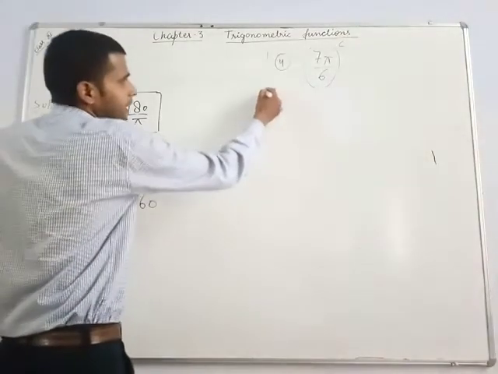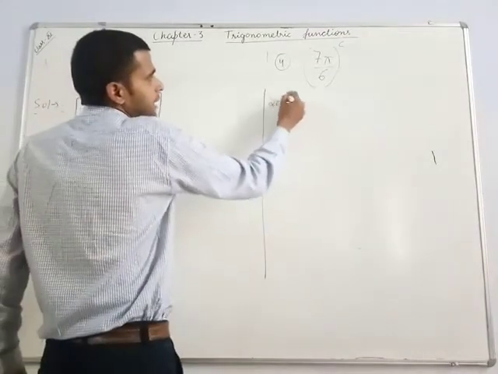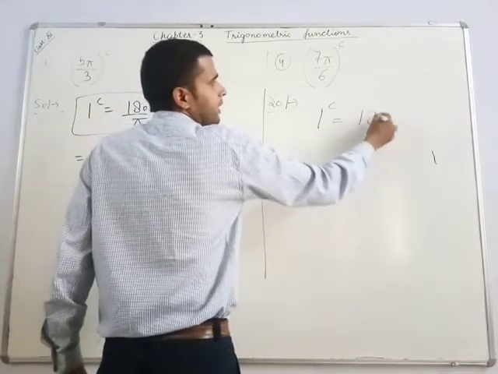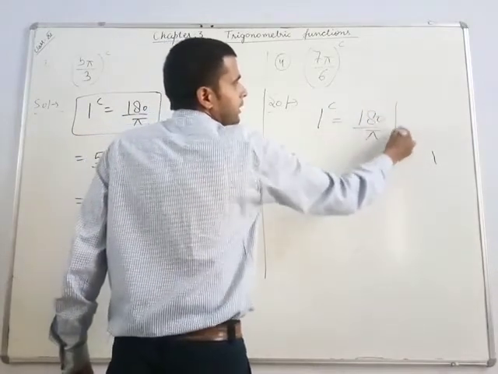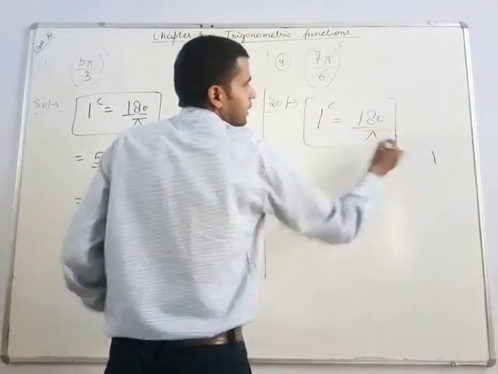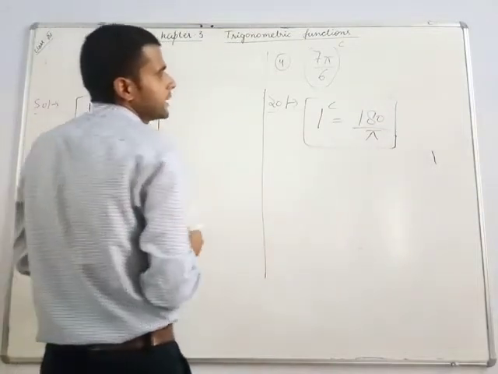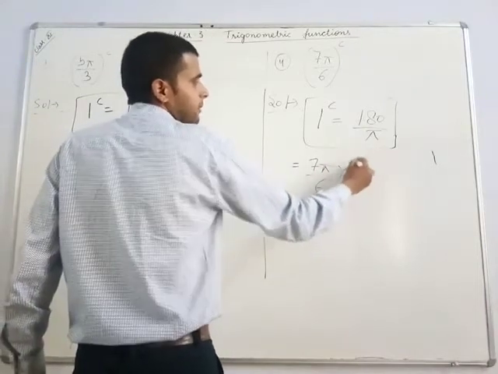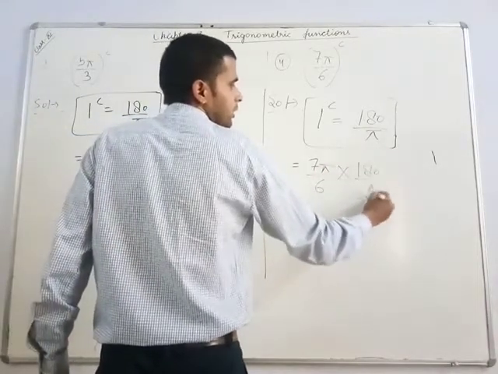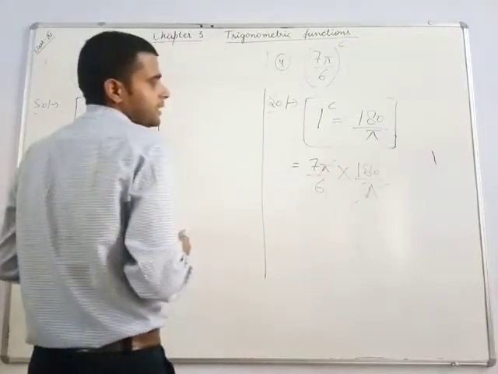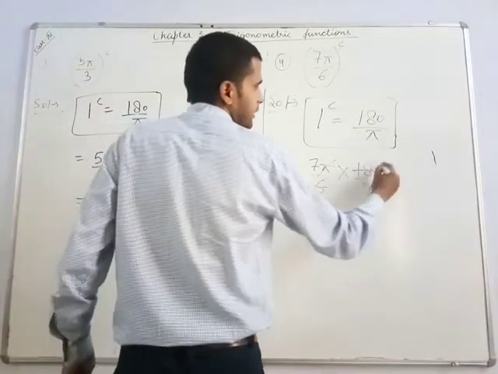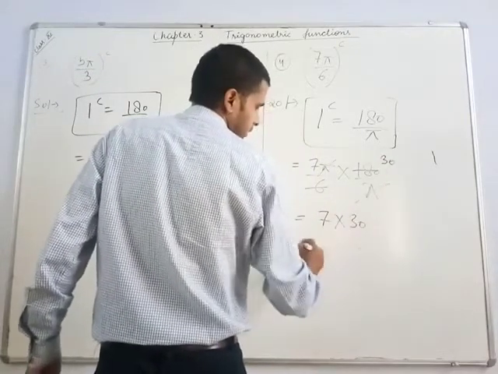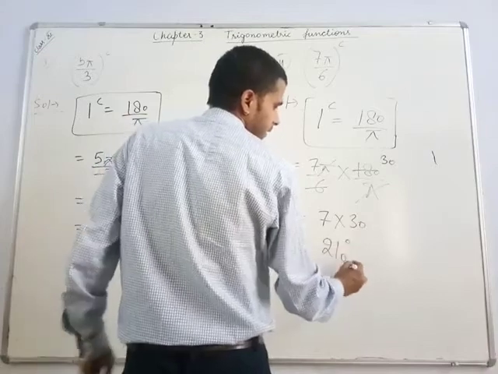And fourth question is there. Same question, apply the same formula. 1 radian equal to 180 upon pi, right? So 7 pi upon 6 multiply by 180 upon pi. Pi cancel. 6 times 30 is 180, so 7 into 30, that is 210 degree. All of you understood?